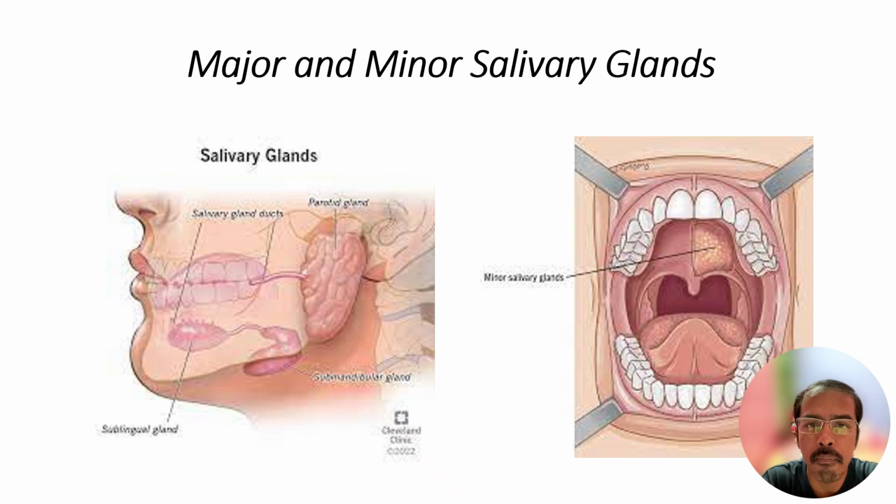Apart from these major salivary glands, we have numerous minor salivary glands. These minor salivary glands are situated within the oral cavity, that is, on the inner surface of the lips, cheeks, tongue, floor of the mouth, palate, etc. The function of these salivary glands is to secrete saliva within the oral cavity so that it keeps the oral cavity moist. They help us to chew our food, they help us to speak, and they also help in digestion of carbohydrate food.